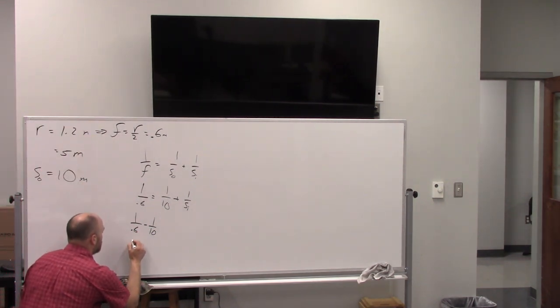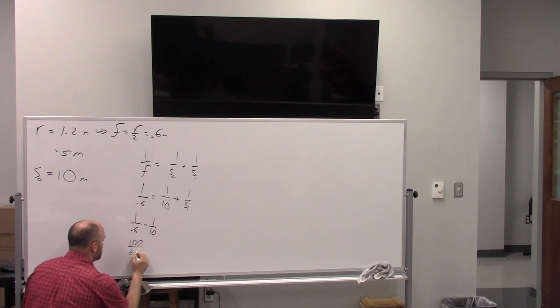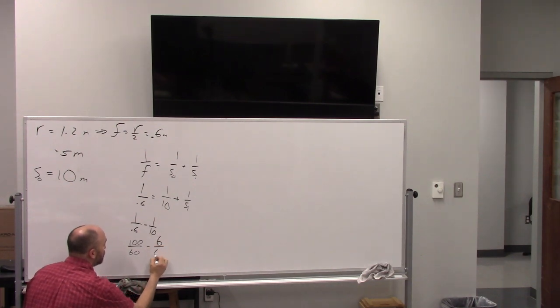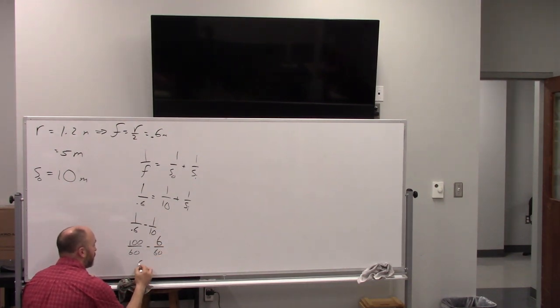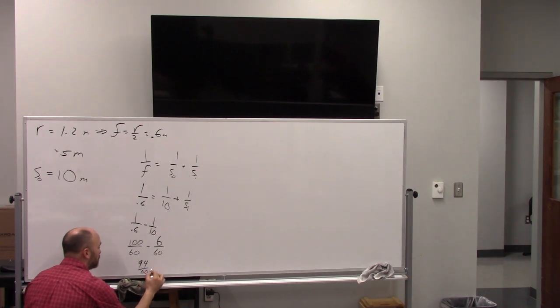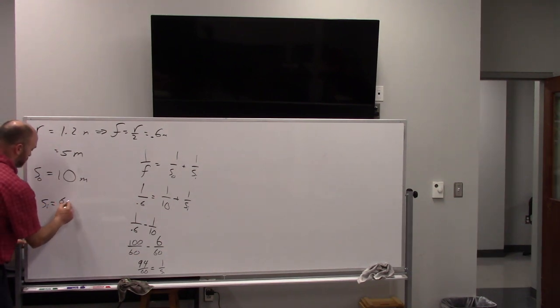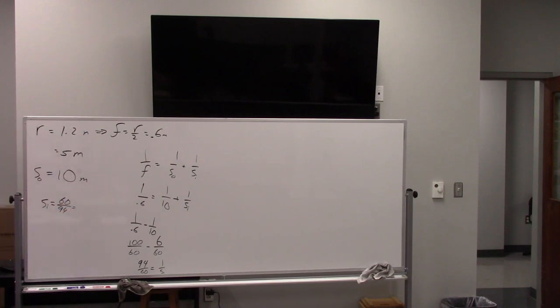It'd be 100 over 60 minus 6 over 60, 94 sixtieths equals 1 over SI. So what's SI? 60 over 94. What is that? Punch it out. You want the decimal? Mm-hmm.